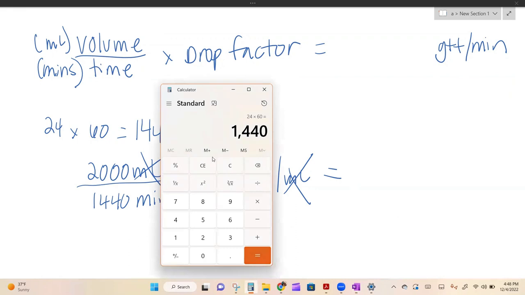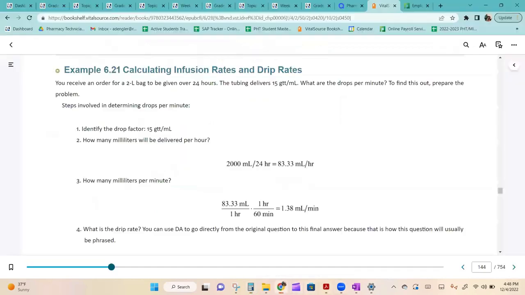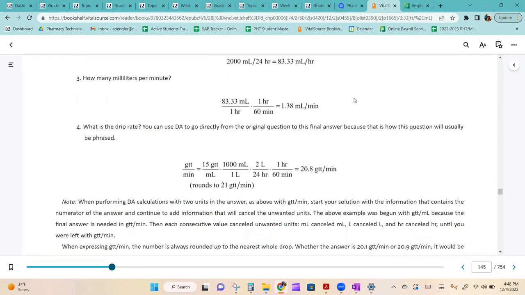So now I'm just going to get out my calculator and do 2000 divided by 1440 times 15, which gives me 20.8. Which down here you can see is what they got as well. They did some other steps that I don't think were necessary. Here, they did the 2000 over 24 and then got that. You don't need to do that if you can just convert your milliliters and your time. It's much simpler.